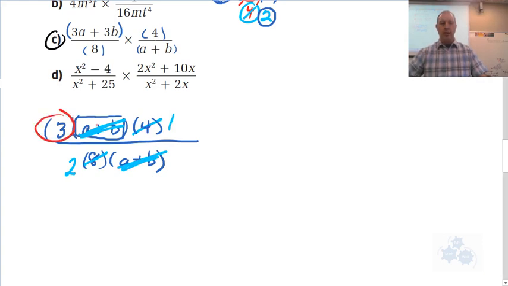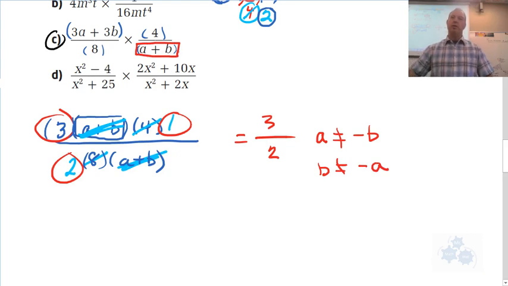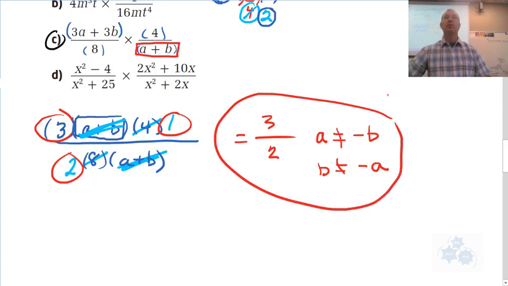So I've got a 3 times 1. That's a 3. And I've got 2 times, well, everything else is divided out, so it looks like 3 over 2. With a not being able to be equal to negative b, and b not being able to be equal to negative a, looks like. Because I'd simply let this factor not equal 0 and solve for each one. Okay. And it's 9C. Yeah, looks good. Okay. Any questions about 9C? Does that help over there? Yes? Okay.